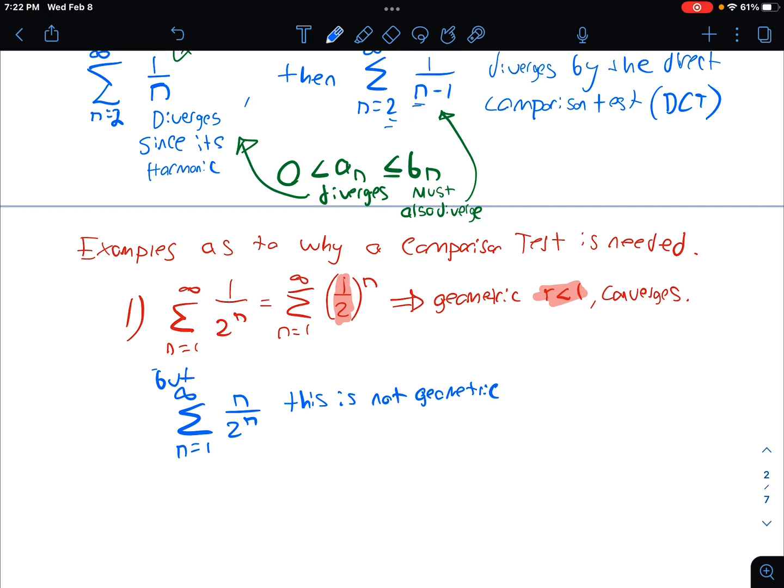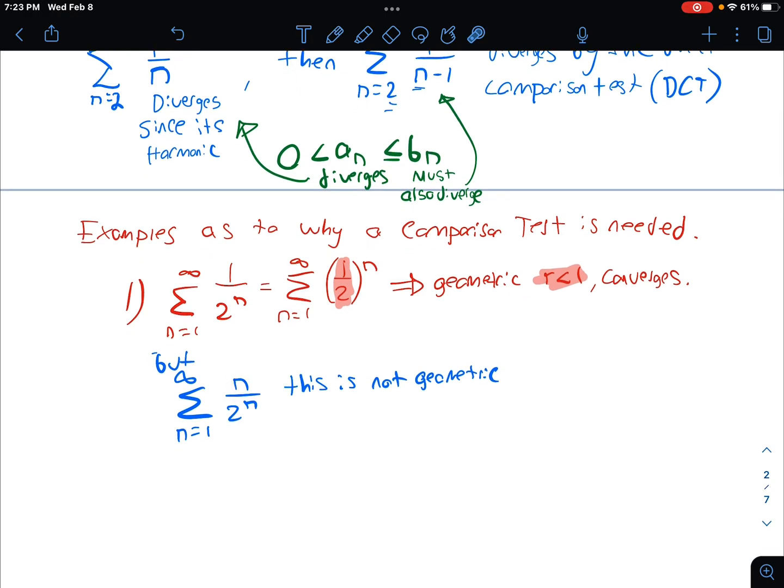Okay? And so this is one of those cases where you want to use the comparison test to determine convergence for it. Okay? Why? We have this n on top. It's not going to fit an ln property. It's not going to fit a u substitution. We're going to have to go through and compare it to something.